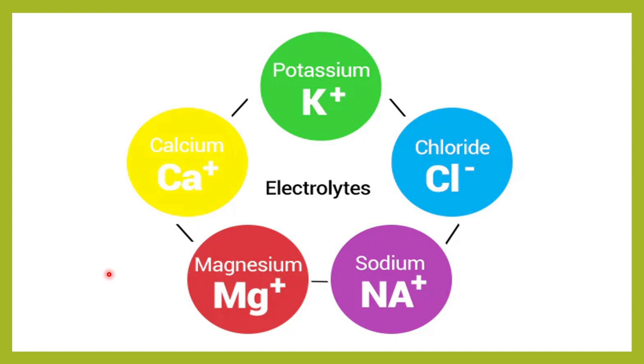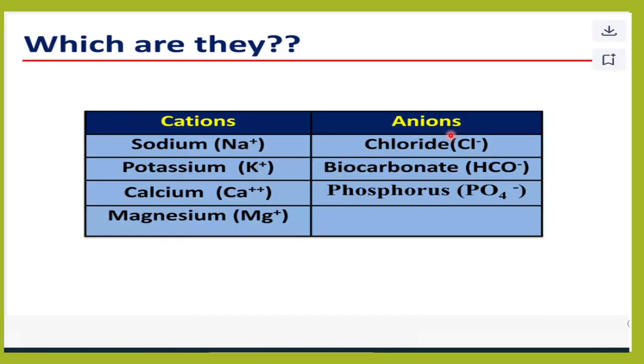In today's class, let us discuss another electrolyte, that is chloride. We already know that these electrolytes are categorized as cations and anions. Electrolytes are nothing but electrically charged elements. The ones with positive charge, like sodium, potassium, calcium, magnesium, are the cations, which move towards the cathode, and anions are chloride, bicarbonate, phosphorus, etc., which move towards the anode.